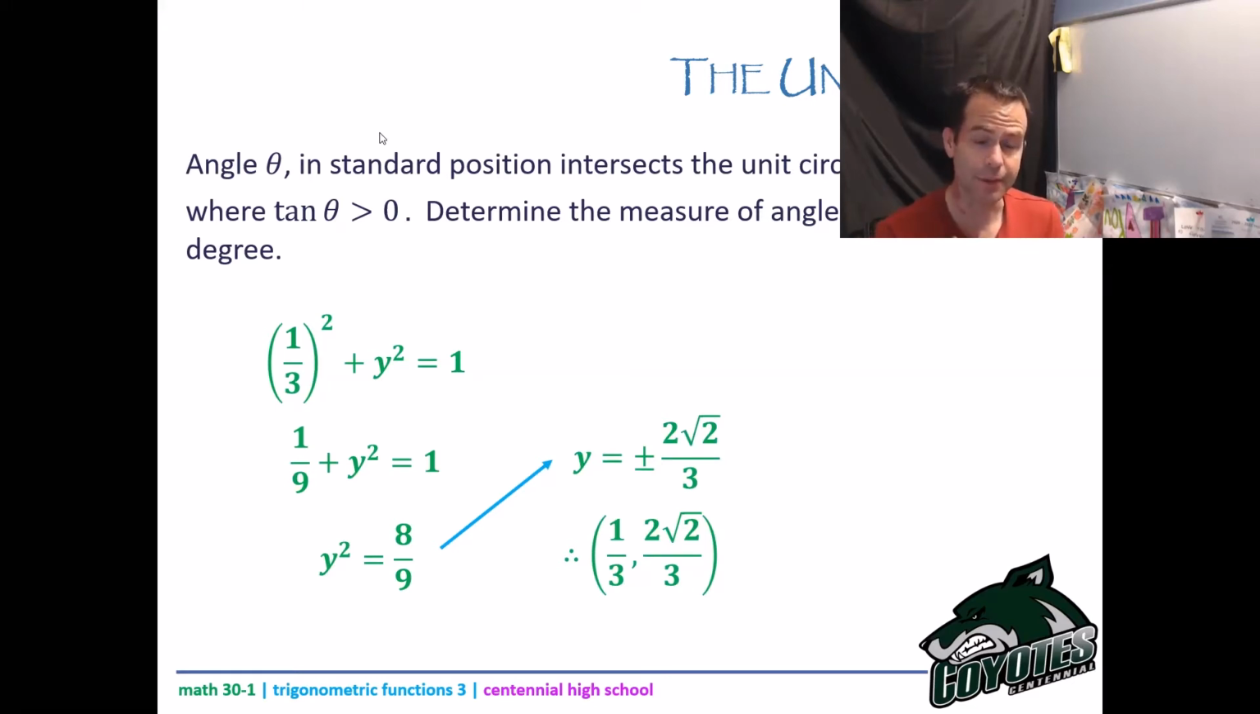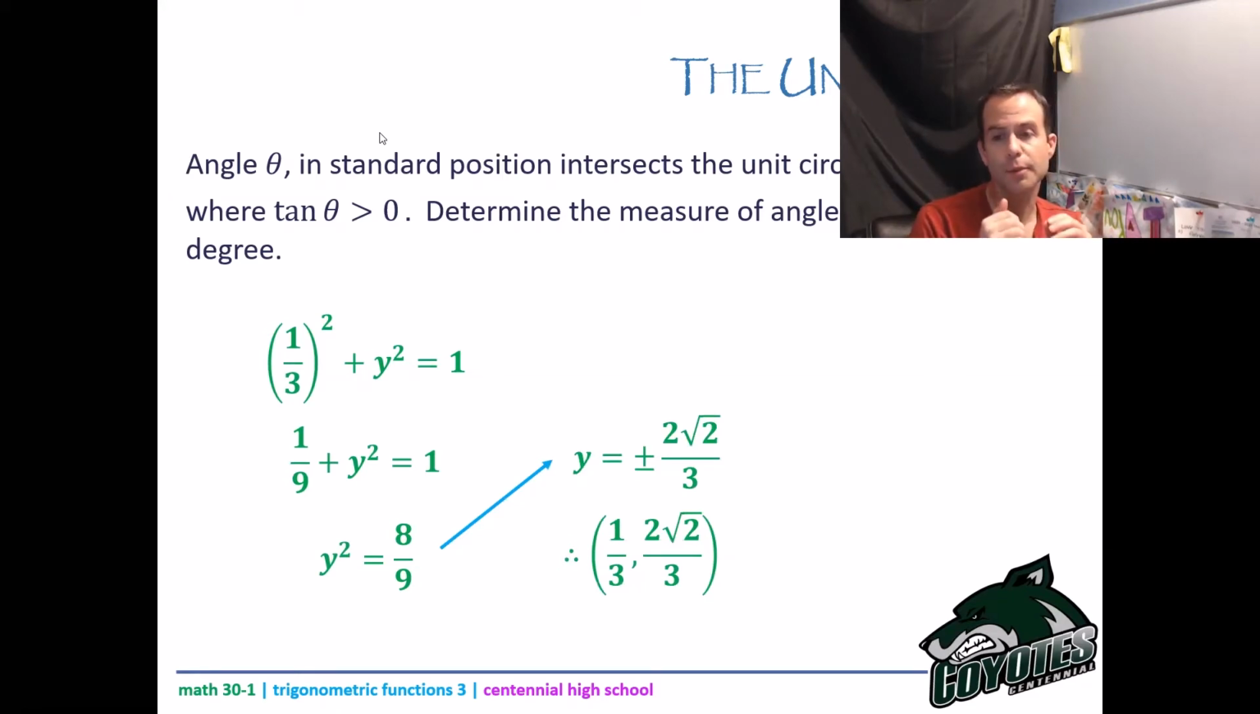Now that I have this, I want to use this to figure out theta. If I have a triangle, we did this yesterday, and I know the base of my triangle is 1/3 and the height of my triangle is 2 root 2 over 3, tan is opposite over adjacent. It ends up being the height over the base. Do you remember talking about that yesterday?